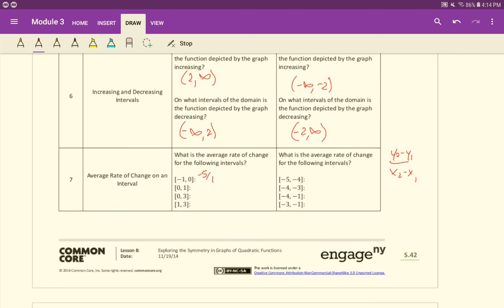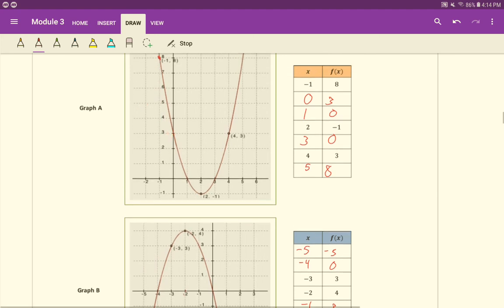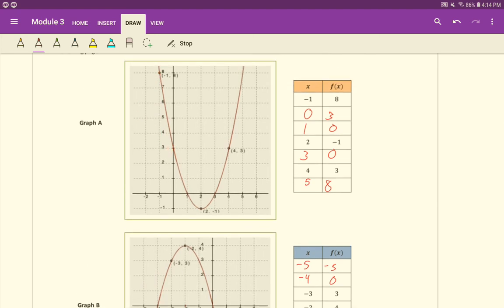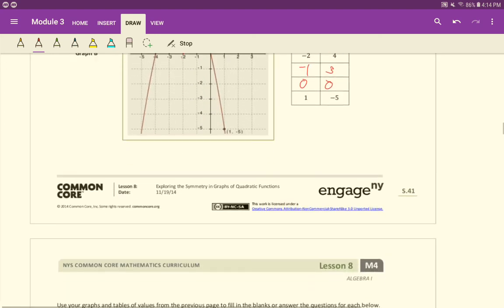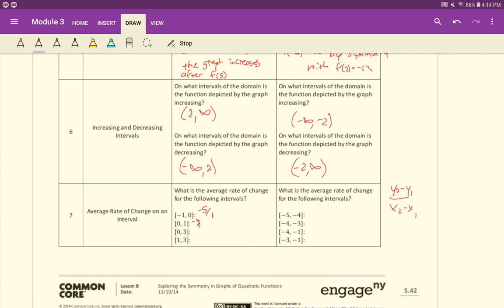Okay, let's do it again for 0, 1. Okay, so from 0 to 1, like this. Okay, again, the slope's going to be this way. And so it's going down 3, right 1. Like so.